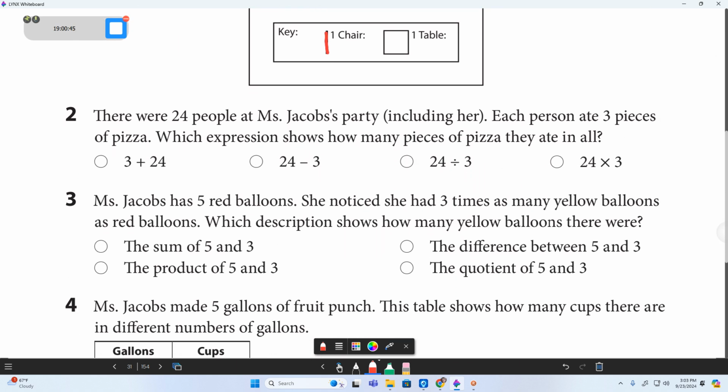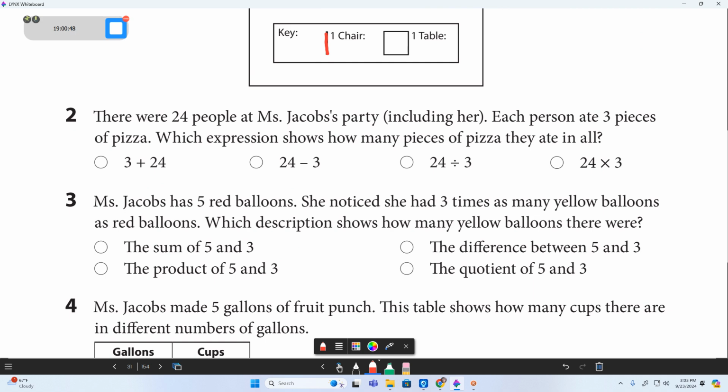There were 24 people at Ms. Jacobs' party. Well, that's good because there were 24 chairs. Each person ate 3 pieces of pizza. Which expression? An expression is very similar to an equation. It just has no equal sign, and you can see that none of these have equal signs. So instead of calling them equations, we would call them expressions.